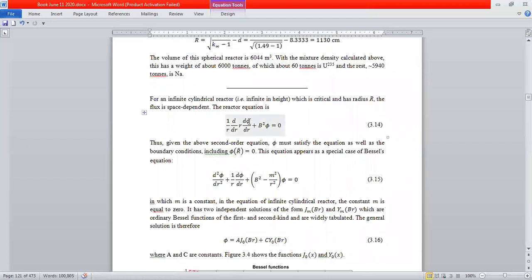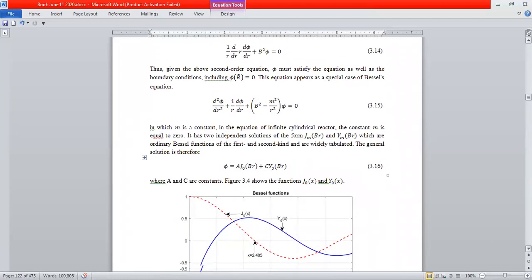Now the equation is a little bit tricky. The del square phi becomes not so simple, plus B square phi. So this equation is a special case of Bessel's equation. Bessel did this. And when you solve it, like I told you, it gives you two Bessel functions, the J naught and the Y naught. Which one do we keep? Which one do we throw?